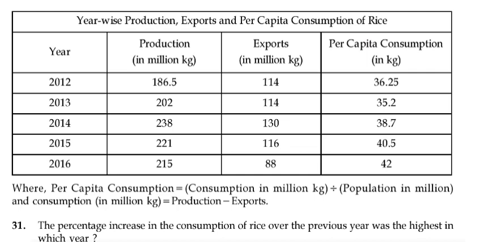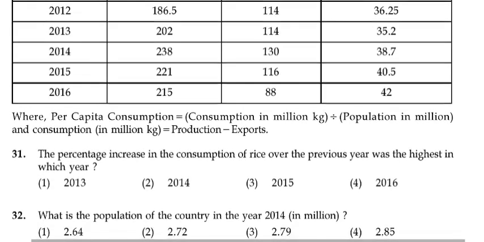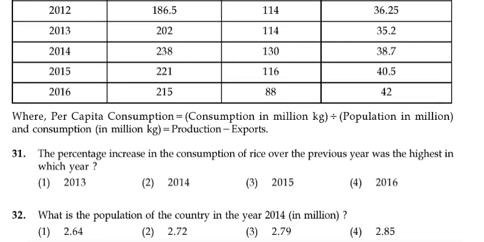Year-wise production, exports and per capita consumption of rice. Years are like this: 2012, 2013, 2014, 2015, 2016. Production in million kg: 186.5, 202, 238, 221, 215. Export in million kg: 114, 114, 130, 116, 88. Per capita consumption in kg: 36.25, 35.2, 38.7, 40.5, 42. Where per capita consumption equals consumption in million kg divided by population in million, and consumption in million kg equals production minus exports. Now we have to solve the question.